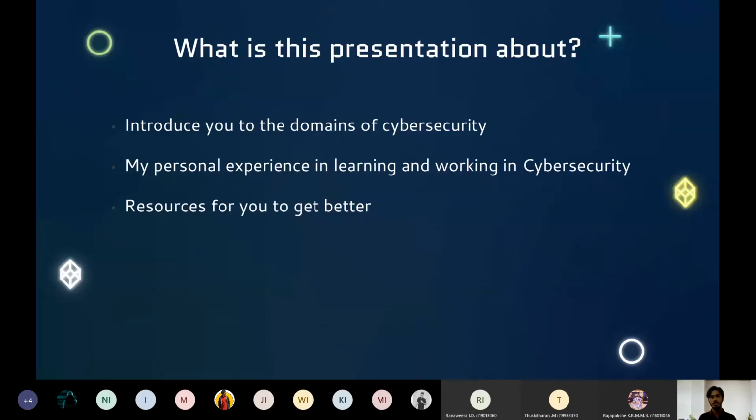So I just wanted to share my experience, like what I've learned for the past 1.5 years and how I learned it, so that it can at least help you all a bit. So that is what I'm trying to do here. First of all, I'll start with an introduction to all the domains of cybersecurity. And then I would share my personal experience, and I will also be sharing some resources for you to learn and get better, which you can do after the call here.